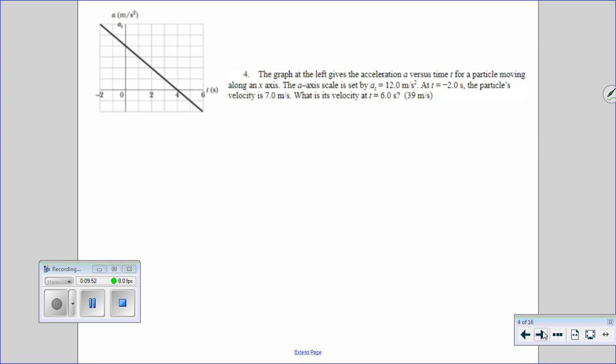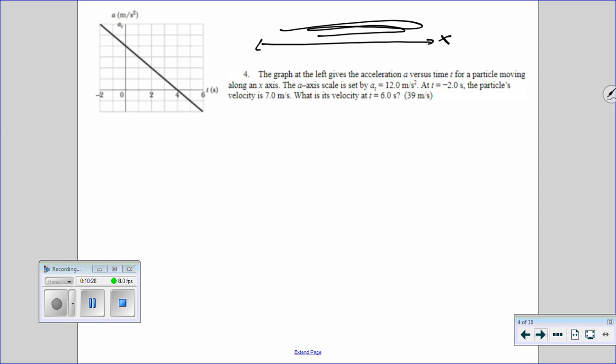So, the answer was on there. Did we figure it out, or do I need to go over it? I would love to go over it. Okay, so here's what it tells us. It says the graph at the left gives us the acceleration versus time for a particle moving along an x-axis. So you've got a horizontal axis, the particle's moving along that horizontal axis. Here, to be clear, this horizontal axis does not mean this horizontal axis, right? This horizontal axis is time. There's an x-axis, and our particle is moving around on it, okay?